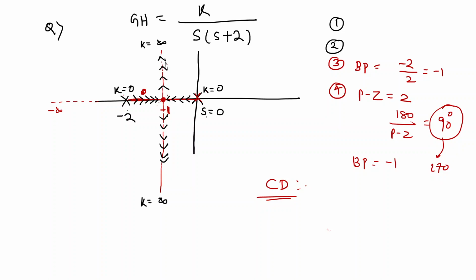No, sir, this is the break point. At the break point, I already found the k value. K is 1. So critically damped is k equal to 1, right, sir? Yes. Now you tell me for what value of k the system is underdamped. So what is the definition of underdamped, sir?